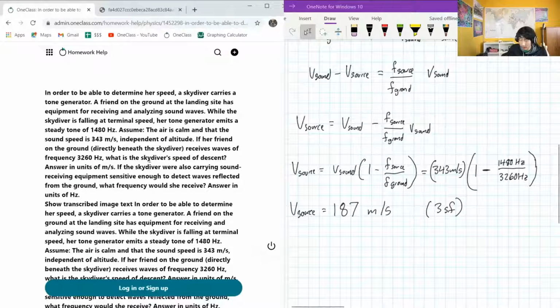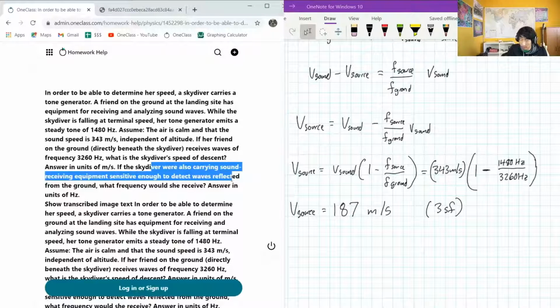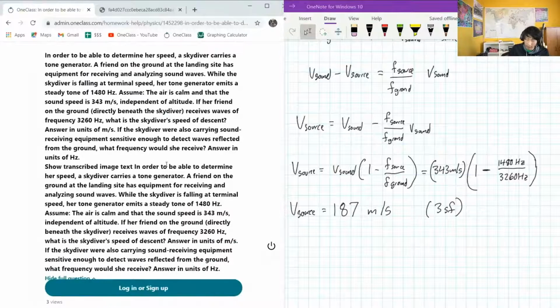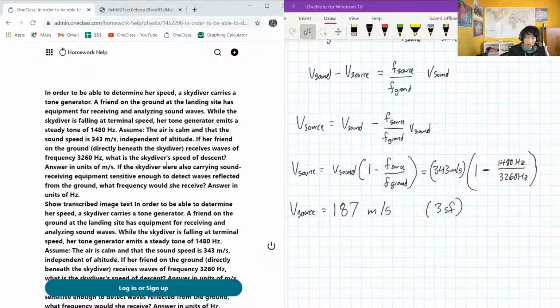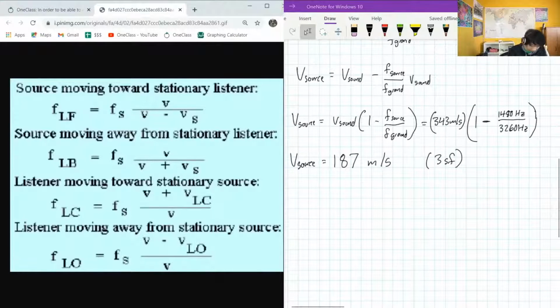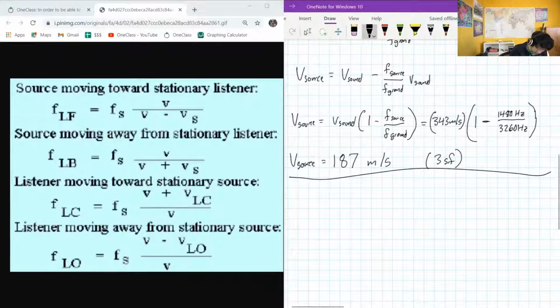Part 2 of the question is asking us, if the skydiver were also carrying sound receiving equipment enough to detect the waves reflected from the ground, what would be the received frequency of the diver itself? So this is one of those situations where the ground is going to become the source now, and the listener is going to be the diver itself. So we're going to have a listener approaching a stationary source. So this will be part 2.